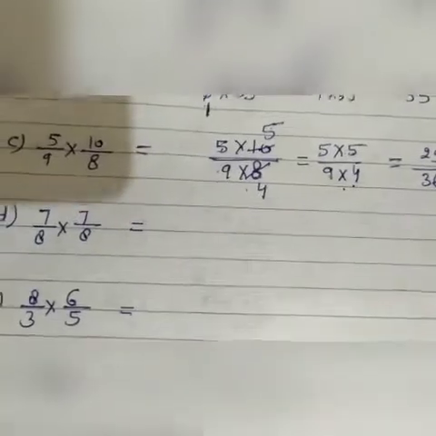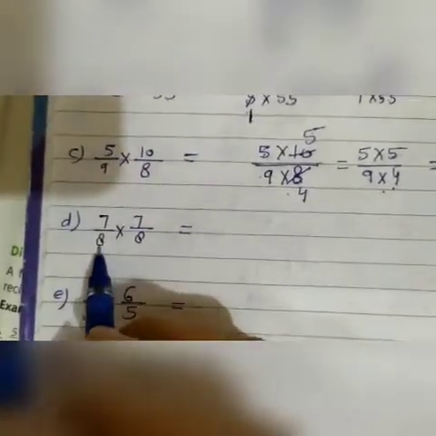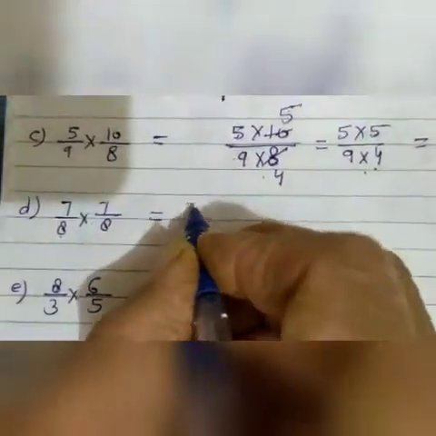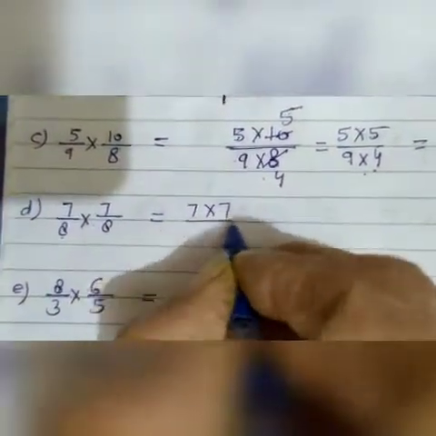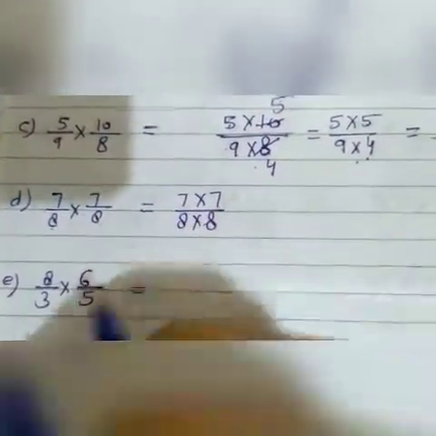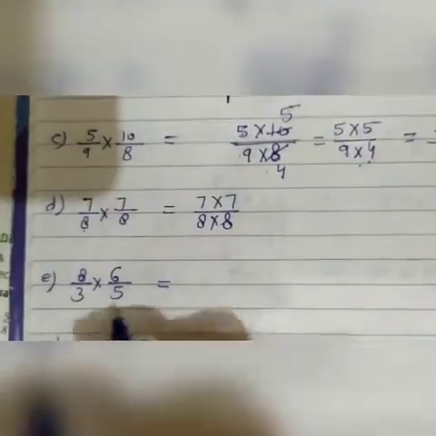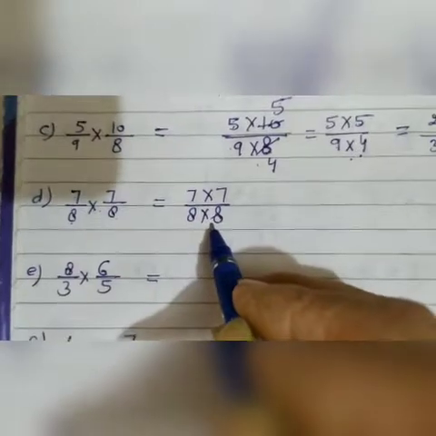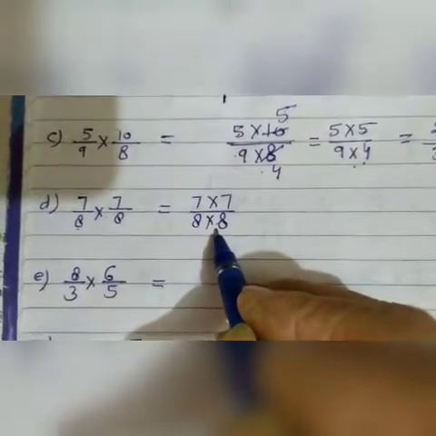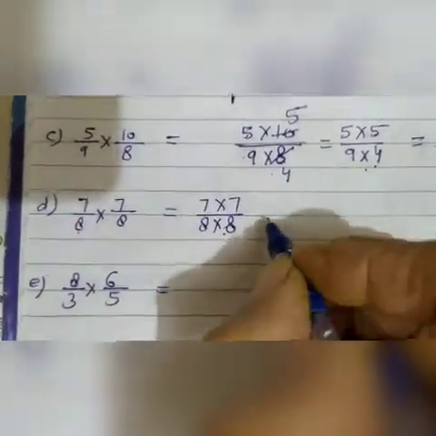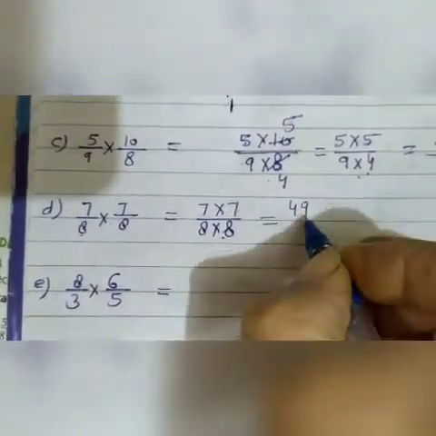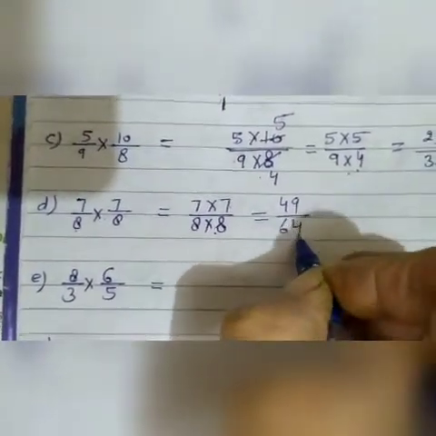Come to next one. Here 7 upon 8 will be multiplied by 7 upon 8. So we will write 7 into 7 upon 8 into 8. Yes students, any simplification is possible? क्या हम इनमें किसी नंबर को काट सकते हैं? No, we cannot simplify it. So we will simply multiply. 7 7 जा 49 upon 8 8 जा 64.